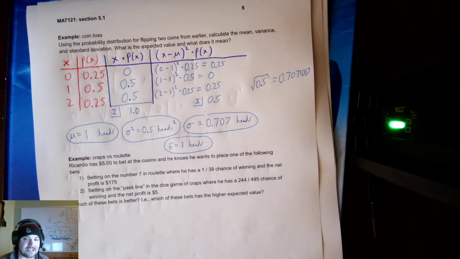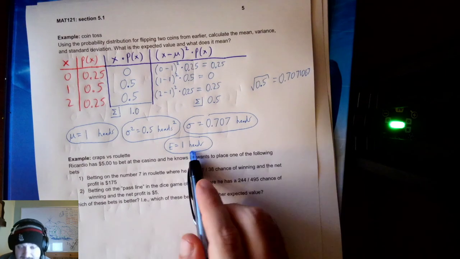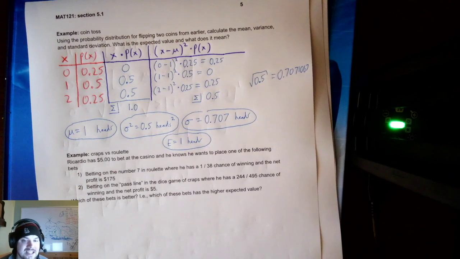The expected outcome would be 1. The more trials I repeat, the closer the average trial should be to the expected outcome, right? It doesn't mean I'm going to flip 1 heads every time, right? It just means my expected value is 1 heads.